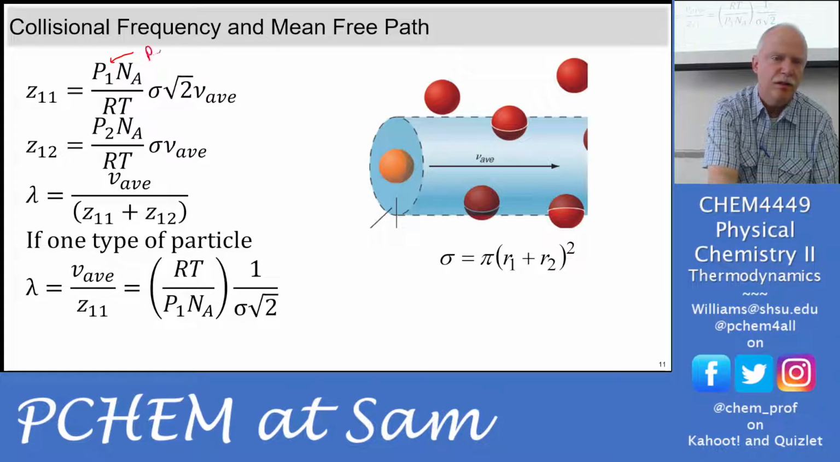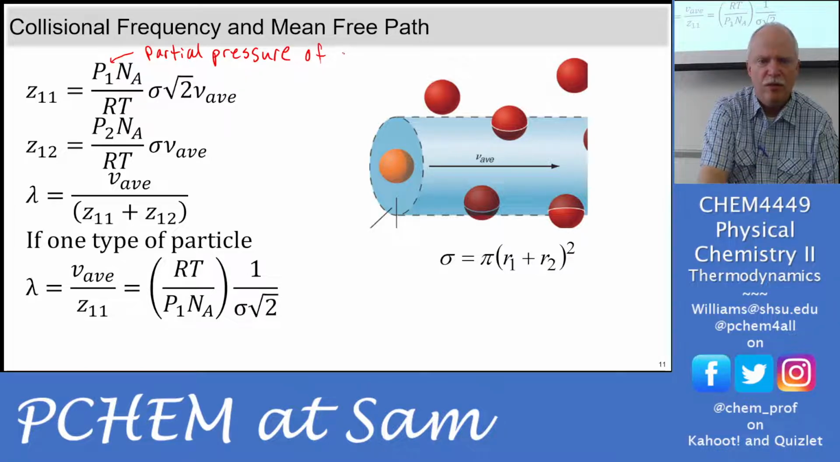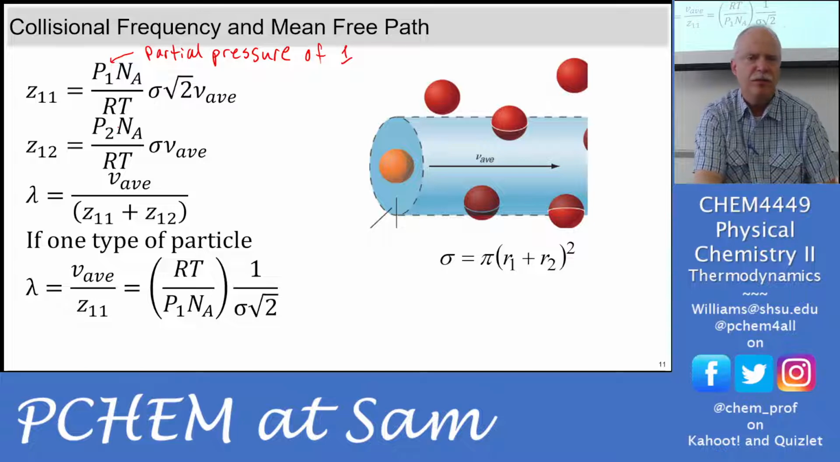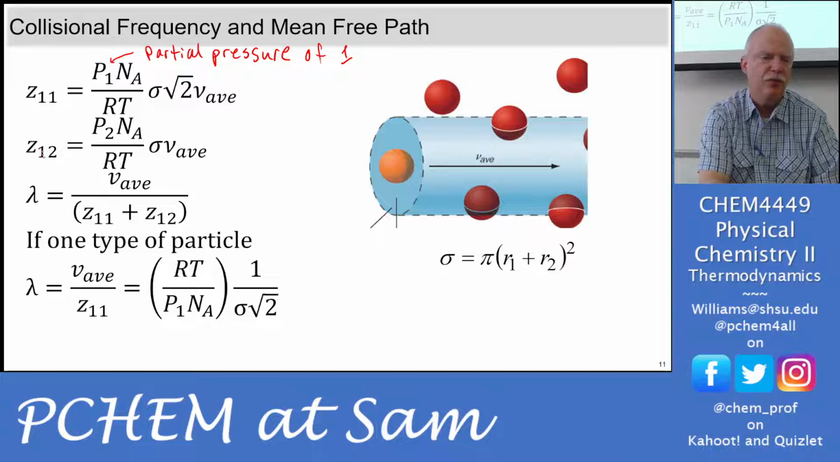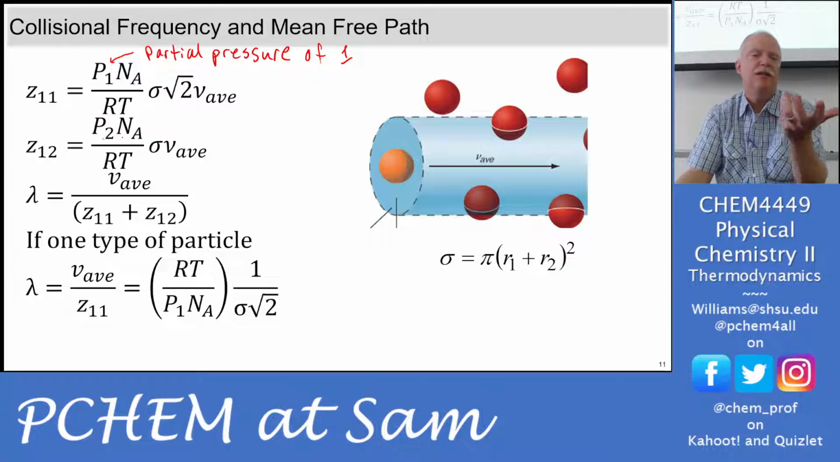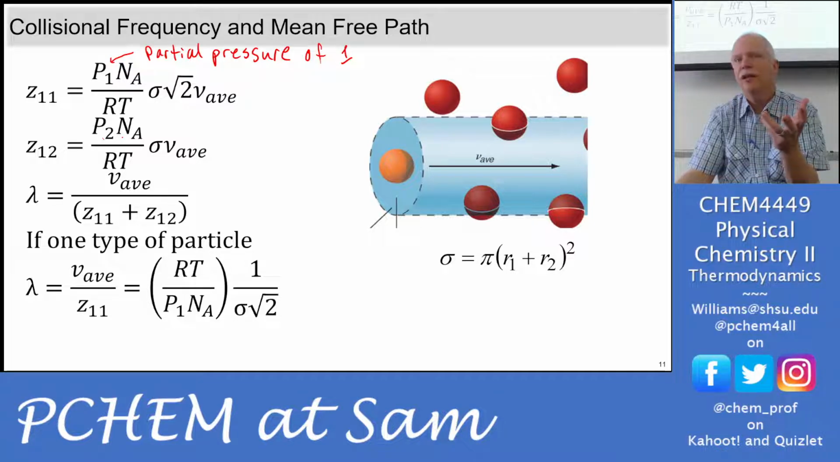So this is the partial pressure of particle 1. Obviously, P2 is the partial pressure of particle 2. So this would be, again, the probability or the collisional frequency of particle 1 hitting particle 2. It's going to depend upon how much particle 2 you have in there. You can imagine that these are going to be important equations for like reaction rates in the gas phase too. How often does particle 1 collide with particle 2? If you want to speed up that reaction rate, just increase the partial pressure of particle 2, and you'll get more collisions.